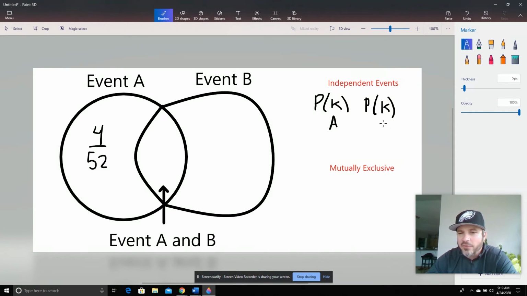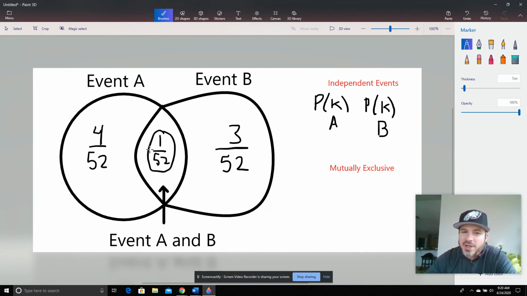Event B, though, if I don't put this card back, when I go to event B, things have changed a little bit. And now I can only count 3. And that's because one of these 52 has already been counted over here. Okay. So what you're seeing here is these are not independent events. If I draw a card and I don't put it back in the deck, then I do affect the probability of the next draw, and they're not independent.